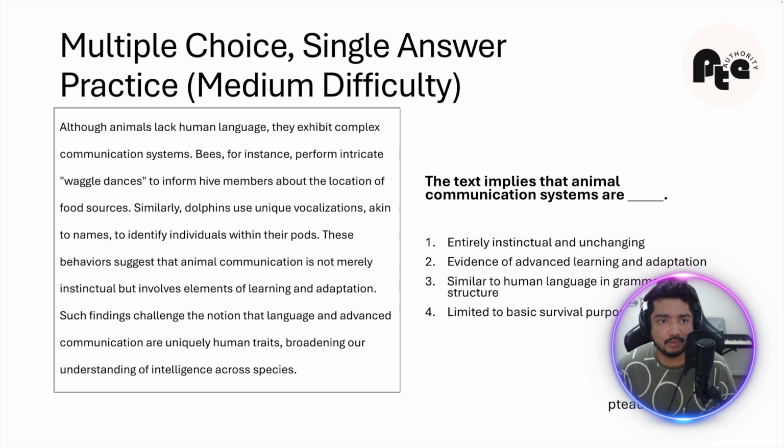Although animals lack human language, they exhibit complex communication systems. Bees, for instance, perform intricate waggle dances to inform hive members about the location of food sources. Similarly, dolphins use unique vocalizations akin to names to identify individuals within their pods. These behaviors suggest that animal communication is not merely instinctual, but involves elements of learning and adaptation. Such findings challenge the notion that language and advanced communication are unique human traits, broadening our understanding of intelligence across species.